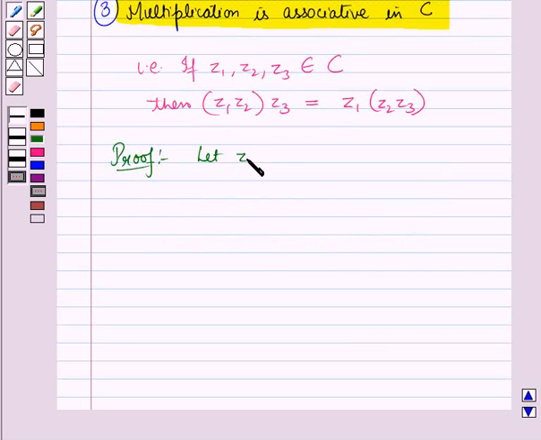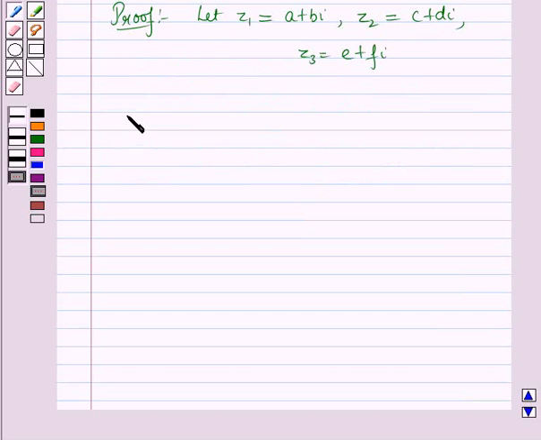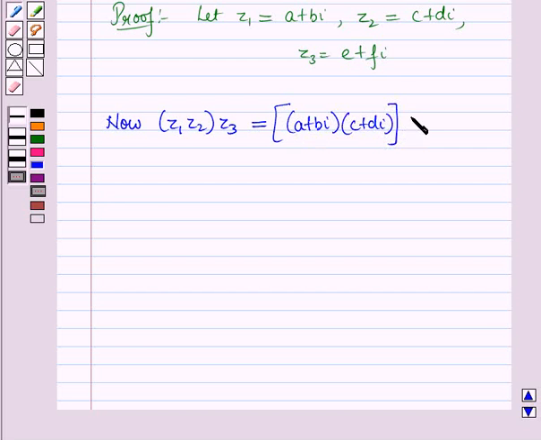For this, let the complex number z1 is equal to a plus b iota, z2 is equal to c plus d iota, and z3 is equal to e plus f iota, where a, b, c, d, e and f are real numbers. Now let us find (z1 into z2) into z3. So this will be equal to ((a plus b iota) into (c plus d iota)) into (e plus f iota).